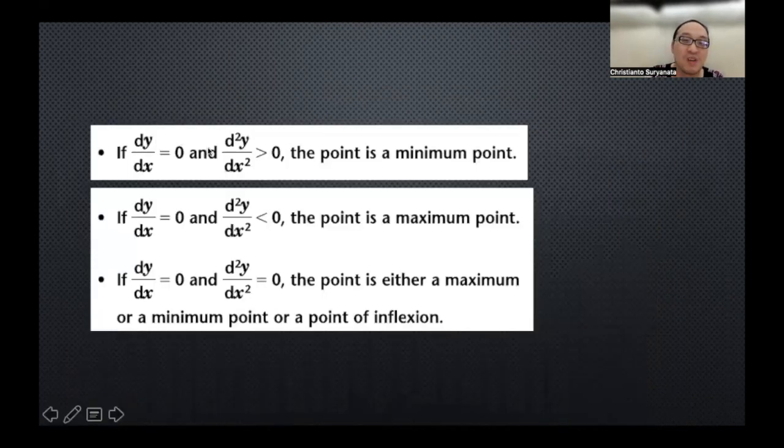So if we have dy/dx equals 0 and the second derivative is greater than 0, we have a minimum. If we have dy/dx 0 and the second derivative smaller than 0, we have a maximum. And if the second derivative is 0 when dy/dx equals 0, it is a point of inflection.